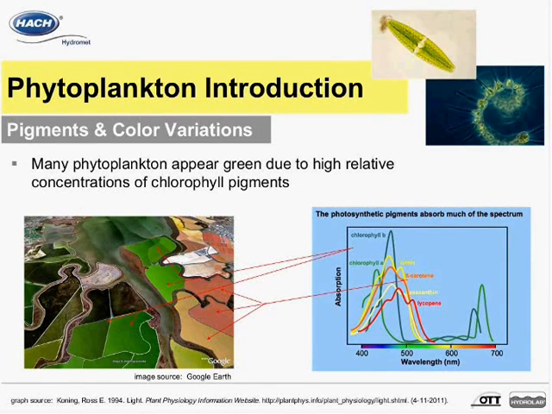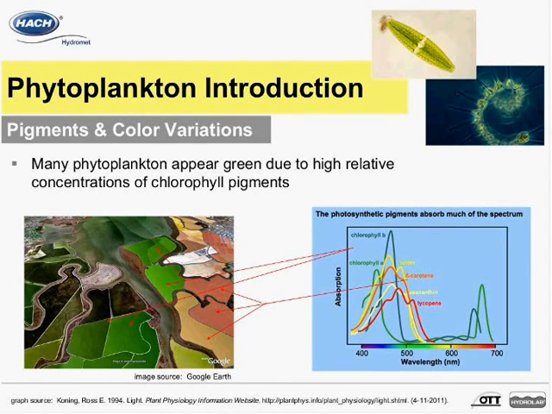Many phytoplankton appear green in color due to high relative concentrations of green chlorophyll pigments found within their cells. However, phytoplankton can also appear in other colors such as blue-green, red, brown, gold, yellow, and more if they have relatively higher concentrations of other pigments within their cells. Other common pigment types found in phytoplankton include the phycobilin groups of pigments such as phycocyanin and phycoerythrin, as well as the carotenoid group of pigments, such as beta-carotene.